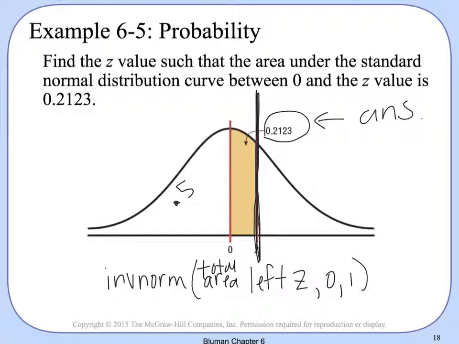So what number should we type in first into our commands? Total area to the left is how much? 0.7? 1, 2, 3, right? 0.5 plus 0.2123 gives us a total area. This whole thing is 0.7123. So we're going to do inverse norm of 0.7123, comma 0, comma 1.